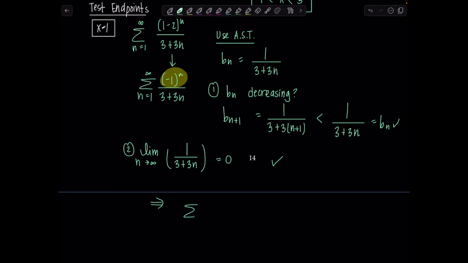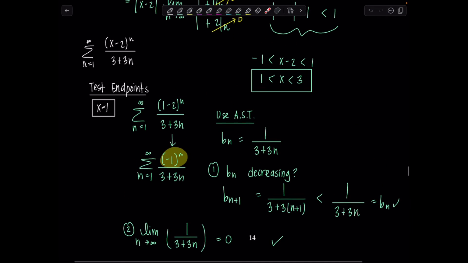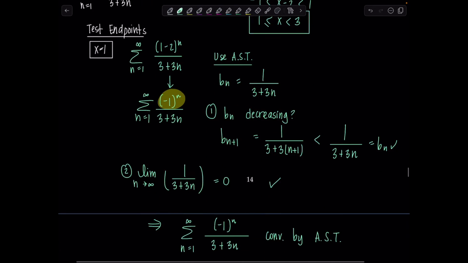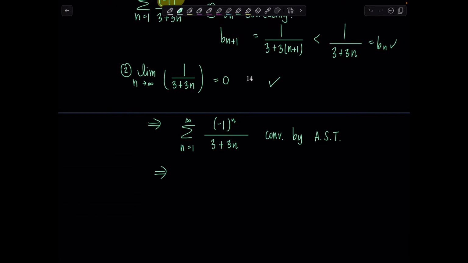So that tells me the sum, n equals 1 to infinity, of negative 1 to the n over 3 plus 3n converges by AST, by the alternating series test, which tells me that the value x equals 1 is part of the interval of convergence. So I can go ahead and now make this inclusive. Okay, but let's summarize that. So this means x equals 1 is an element of, or it belongs to, the interval of convergence. I'll abbreviate. Okay. Cool. That's for x equals 1.